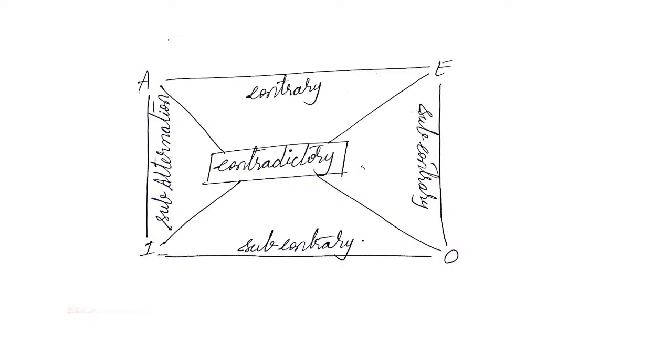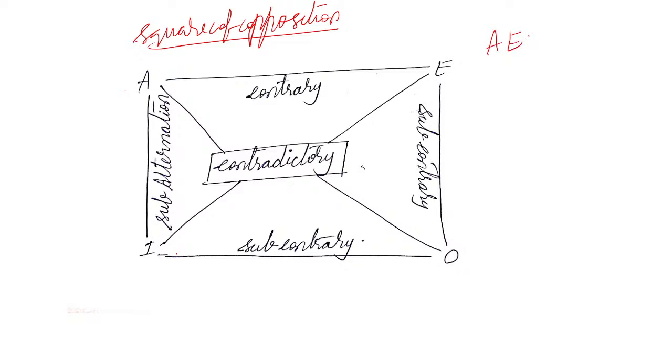Okay, this is the square of opposition chart. How is it? A, E, I, O. We all know vowels, right? What are the vowels in English? A, E, I, O, U, right? Here U will not be there, only A, E, I, O are there in the square of opposition. How do we have to write? First A, E, I, O. What is A here, friends?